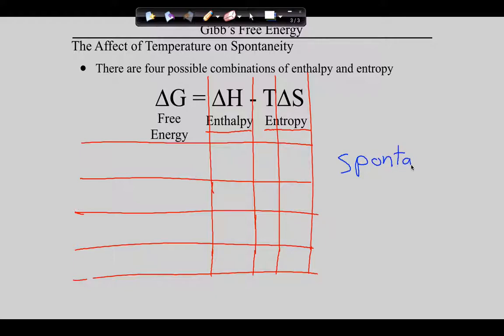And I'm going to say that differently. And then over here, we're going to create another column that asks the question, delta G, is it spontaneous?